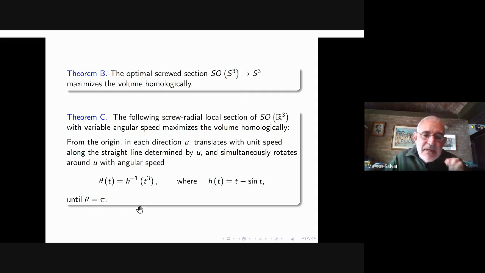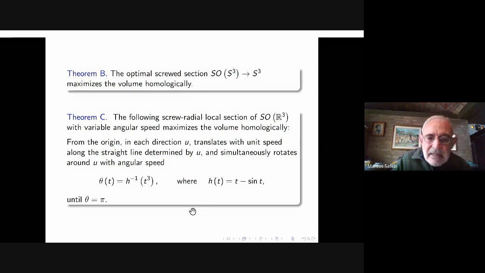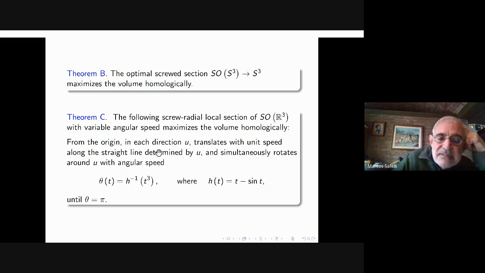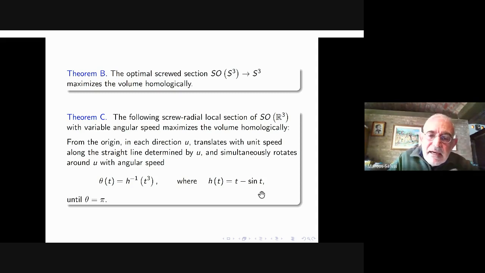At P it collapses because if you go beyond pi, then there will appear some direction of negative vorticity. So this section is defined in an open ball of R3. And you go away with those screwed radial sections, and you are actually going to one point. It will be a one-point compactification of something. And here this theta and h give you the precise rate at which you have to... I don't know the word.